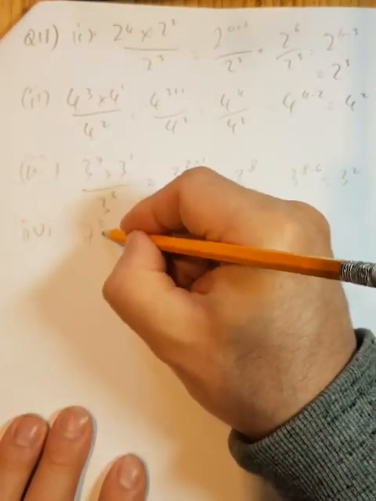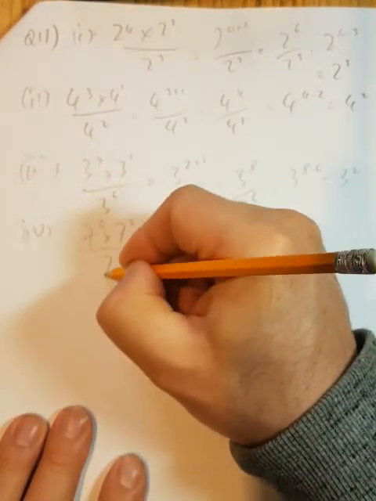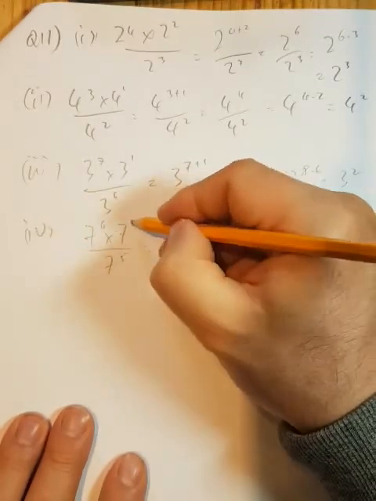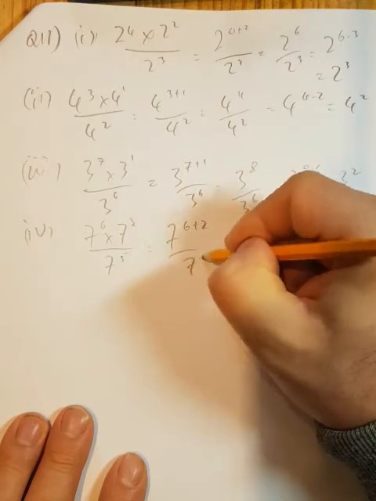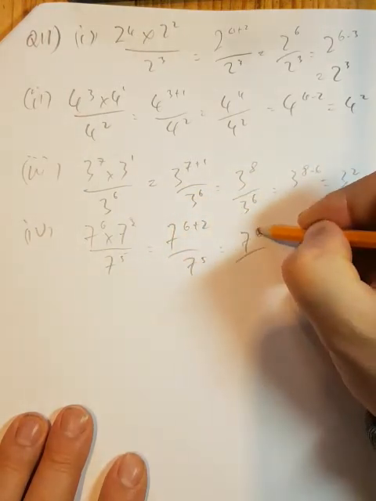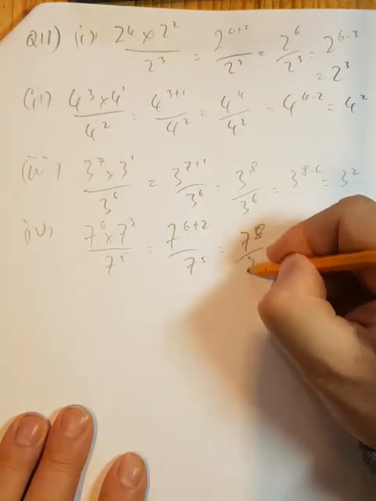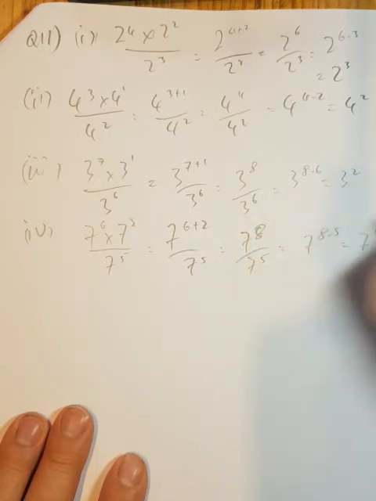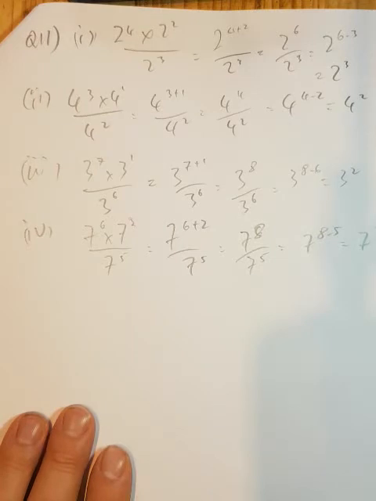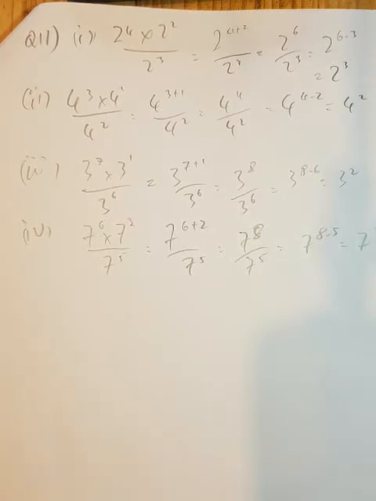Okay, 7 to the power of 6 by 7 squared all over 7 to the power of 5. Simplify the top, add your powers. 7 to the power of 6 plus 2 is 8. Oops, that should be an 8 over 7 to the power of 5. Now we subtract. 8 minus 5 is 3. So, that is that. I hope they made sense.